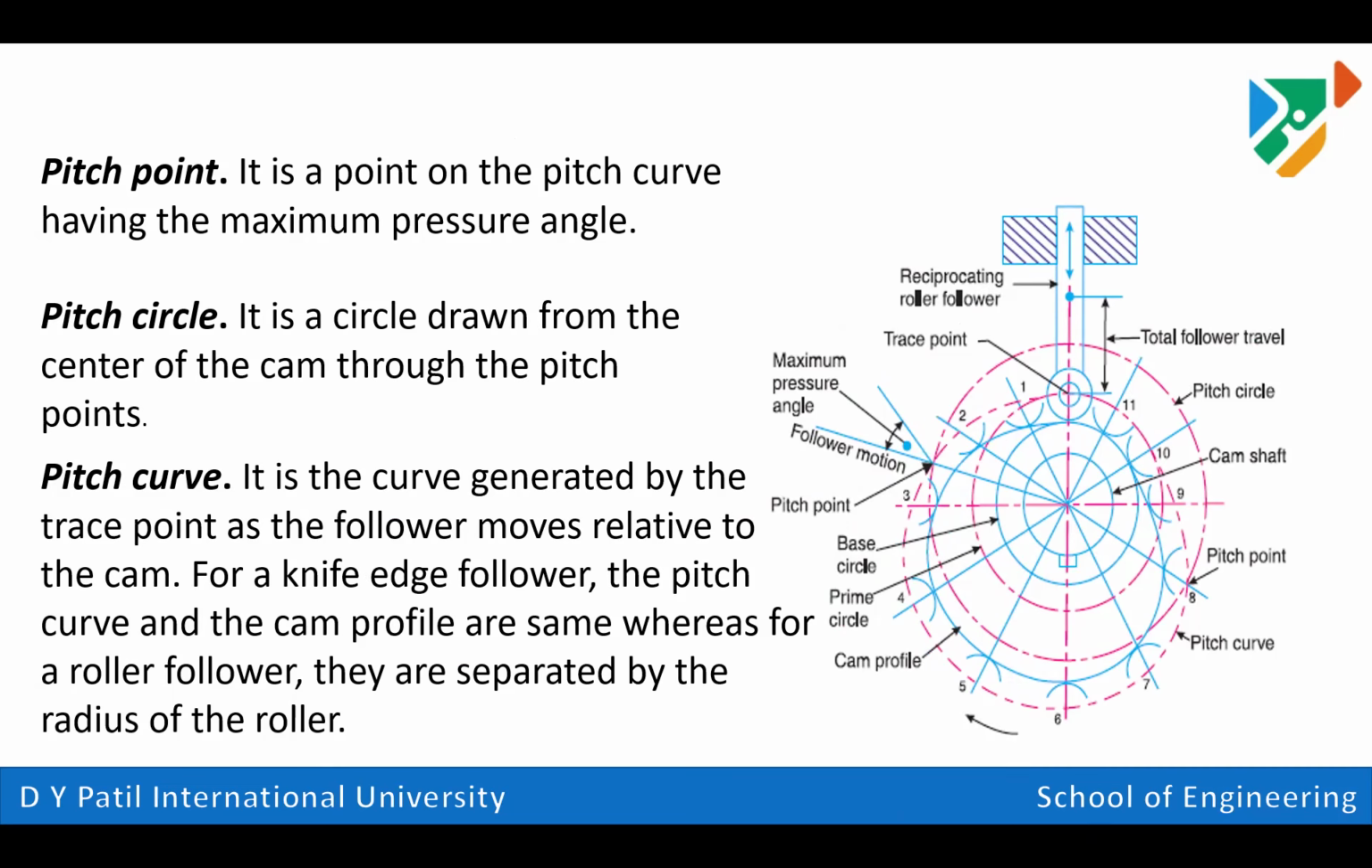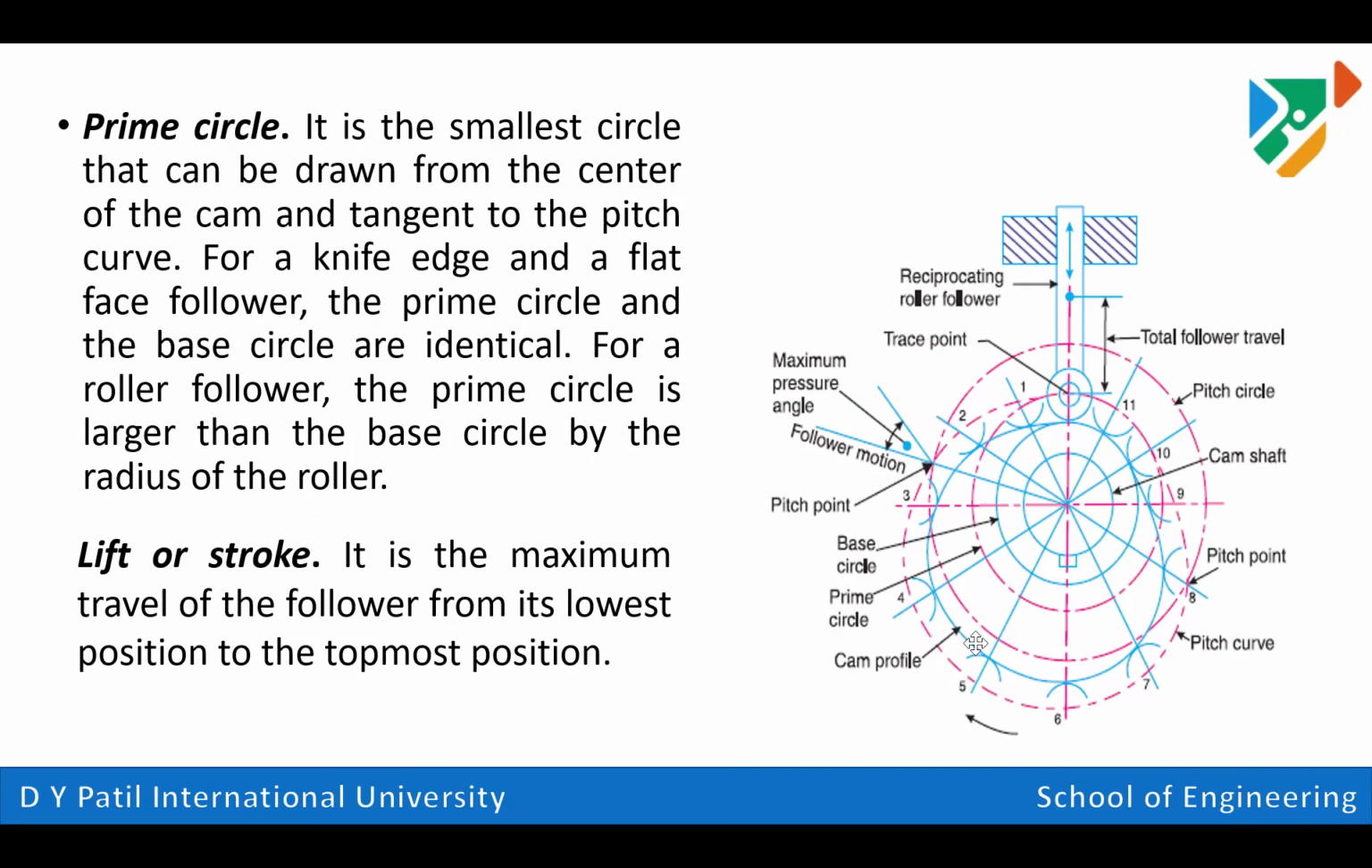Then we have pitch curve. It is the curve generated by the trace point of the follower as the follower moves relative to the cam. So for knife edge follower, the pitch curve and cam profile are the same, whereas for roller follower, they are separated by the radius of the roller. The curve passing through the center points of all the roller positions is known as the pitch curve, in case of roller follower.